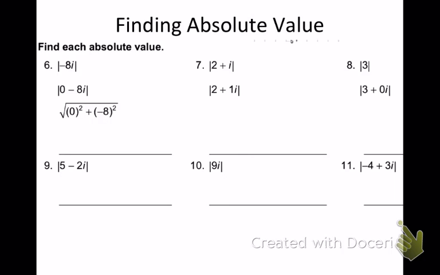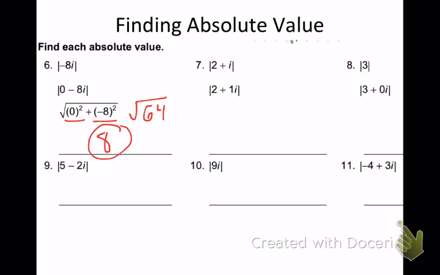Okay. So let's look at number 6 here. I have the absolute value of negative 8i. So that's like saying the absolute value of 0 minus 8i, or 0 squared plus negative 8 squared. Hannah, what's 0 squared going to give me? 0. What's negative 8 squared going to give me? 64. Nice job. What's square root of 64? 8. The answer is going to be 8.